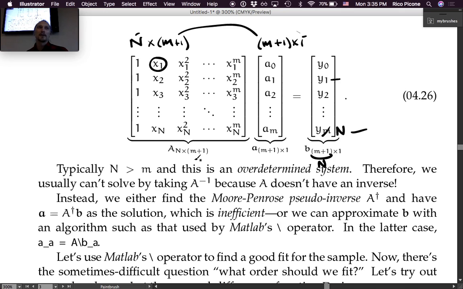You have a square matrix and you can invert it. But you can't invert a non-square matrix. So you're kind of stuck in a certain sense, but we're going to find a way through.